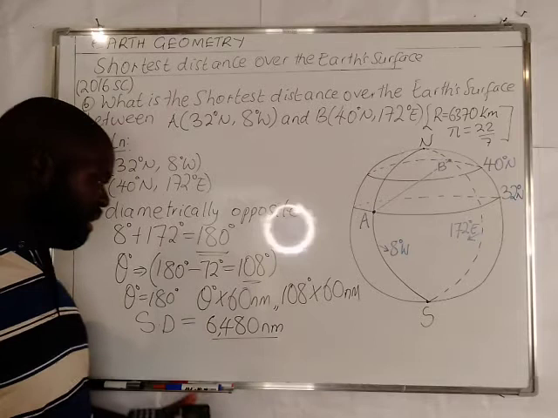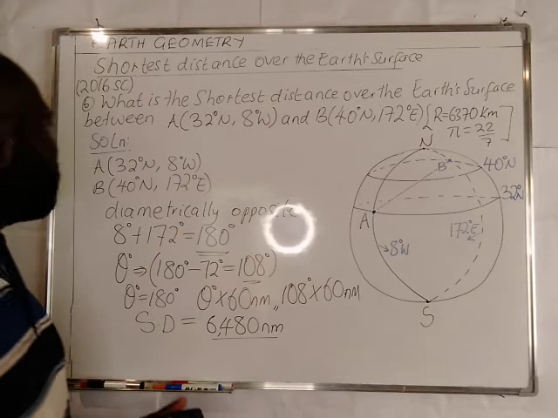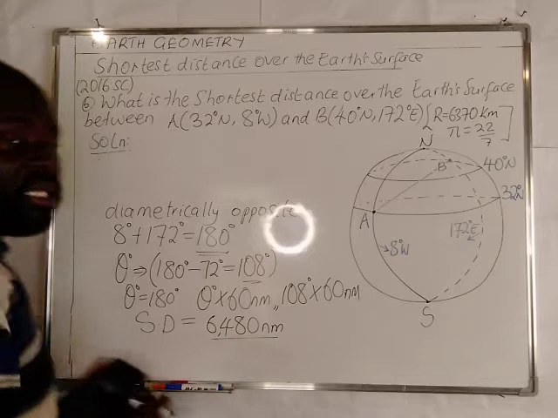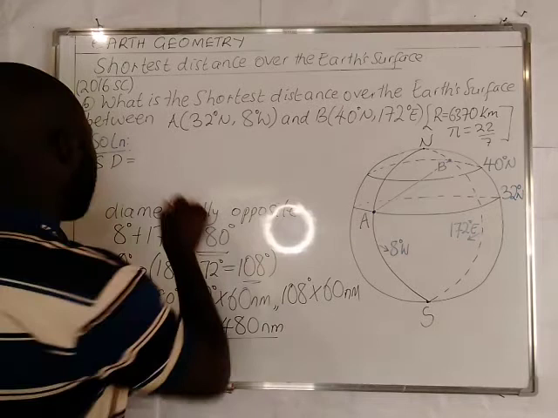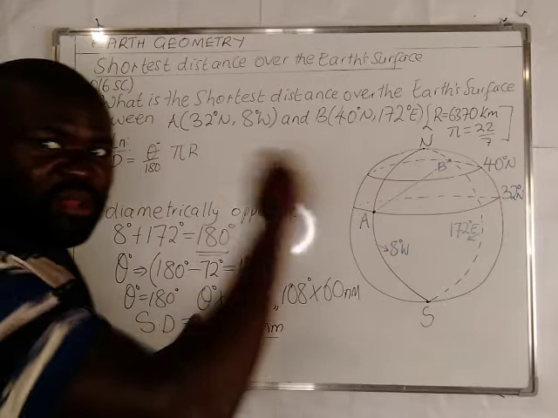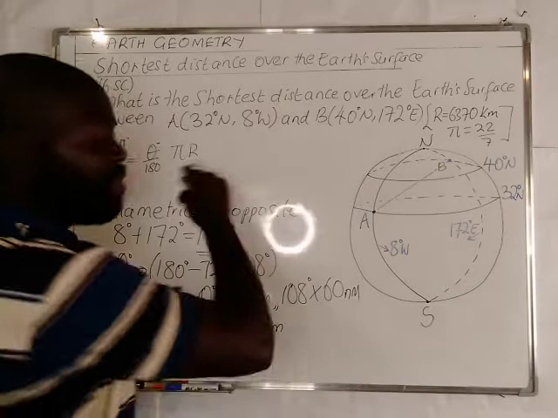Now, suppose we want to get our distance in kilometers, then we would say our shortest distance is equal to theta over 180 times pi times r. Pi times r, because this is along a longitude. Any shortest distance is along a great circle. Longitudes are great circles. So no need of saying cos whatever.